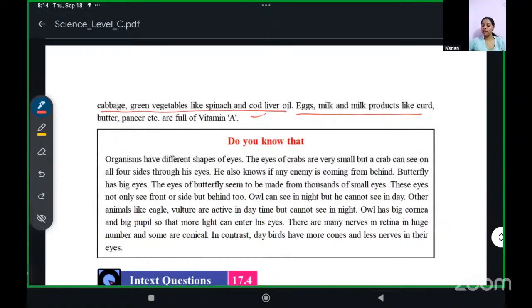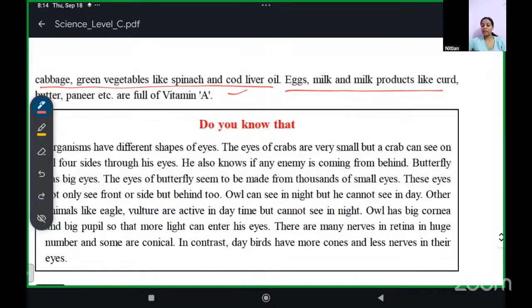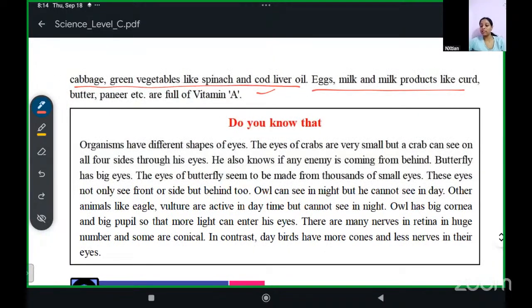Do you know? The eyes of crabs are very small, but a crab can see on all four sides. Butterflies have big eyes made up of thousands of small eyes. These eyes see not only front or side but behind too. Okay, butterfly and crab, they can see in all four directions. They can see behind also.